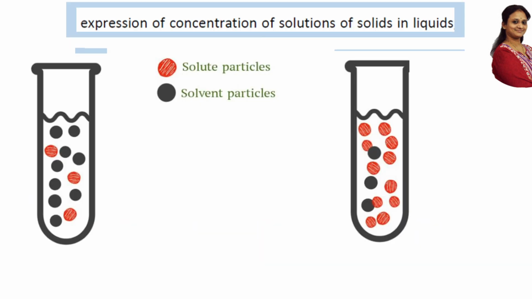First of all, expression of concentration of solutions of solids in liquids, where a solid is dissolved in a liquid. I have two test tubes. In test tube 1, there are two kinds of particles. The red ones are solute particles, present in lesser quantity, and the black ones are solvent particles, which are more. In the other test tube, solute particles are more and solvent particles are less.